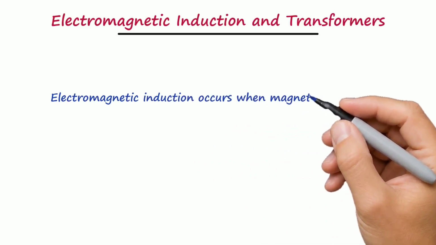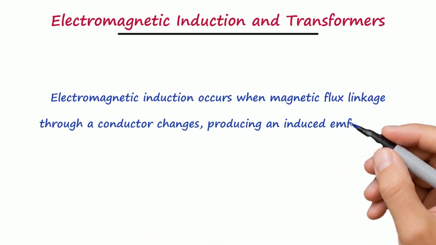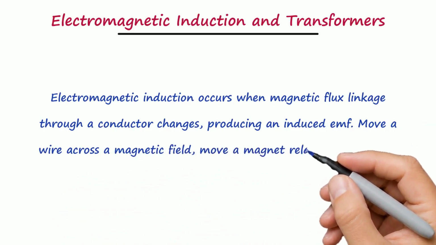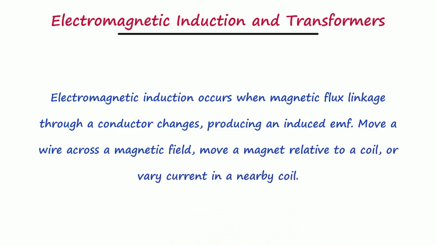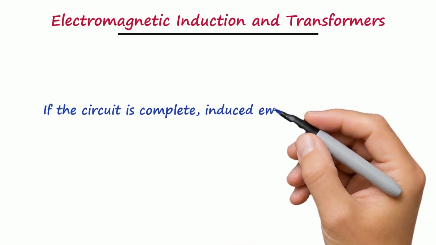Electromagnetic induction occurs when magnetic flux linkage through a conductor changes, producing an induced EMF. Move a wire across a magnetic field, move a magnet relative to a coil, or vary current in a nearby coil. If the circuit is complete, induced EMF drives current.